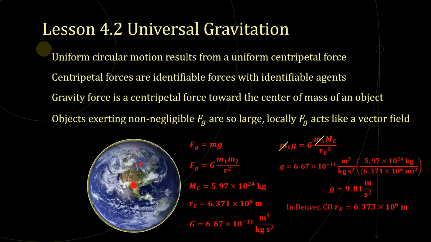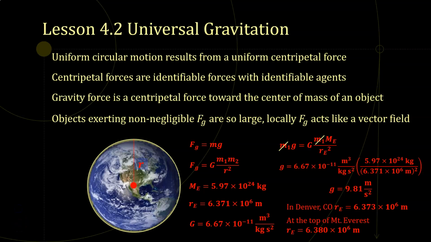The value of g, the gravitational field strength of the Earth, is 9.80 in Denver, Colorado. And even at the top of Mount Everest, where it's typical height that airplanes would fly as well, we have the radius of the Earth being 6.380 times 10 to the 6. We get a g value of about 9.79 meters per second squared. Those variations are so small that you and I, with typical physics instruments, wouldn't be able to measure that difference.